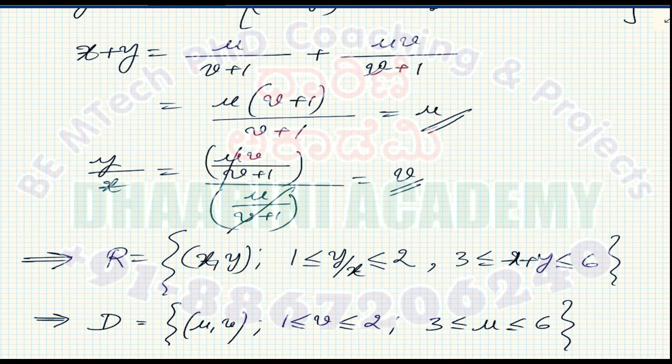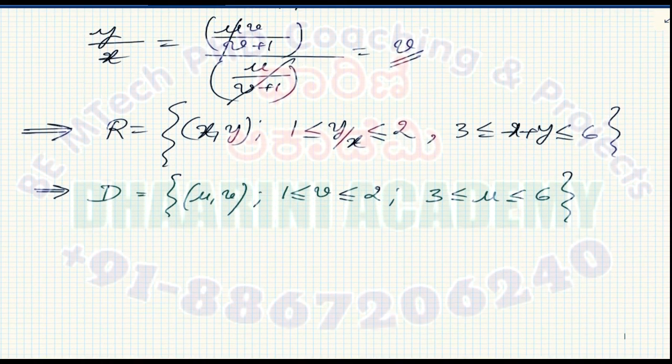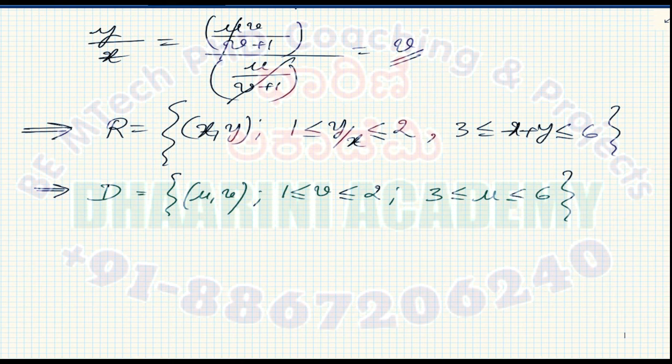Okay, so we got it. So we converted the R into D as per the required transformation. This is the first step. Always, for any given problem, we'll be doing this first. Now, I know what is X. I know what is Y. In order to calculate the Jacobian, right, I need the dou X by dou U, dou X by dou V, etc. So let's just do that calculation.